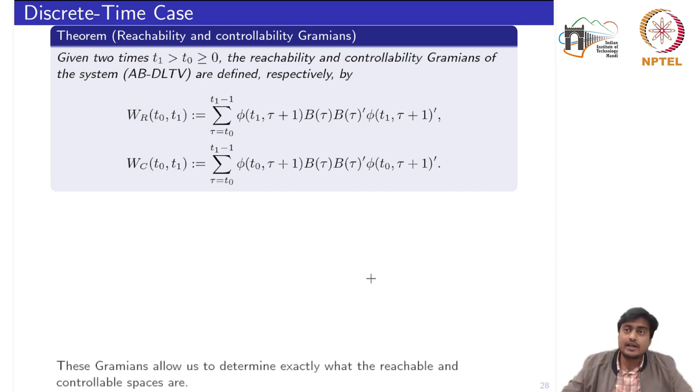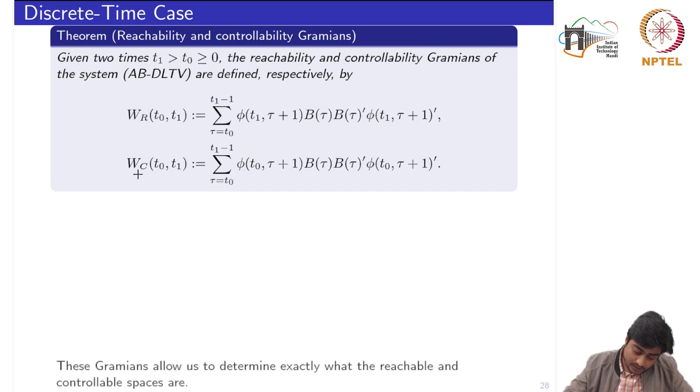So talking about the Gramians, in a similar way to what we had discussed for the continuous time system, we define two Gramians. One is the reachability Gramian and another one is the controllability Gramian. The idea of introducing these Gramians is to characterize the complete subspace. The reachability Gramian is given by this summation from t0 to t1 minus 1 of the state transition matrix phi(t1, tau plus 1) times B(tau) and their transpose.